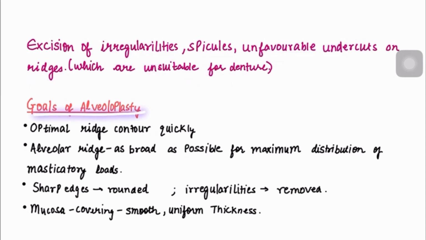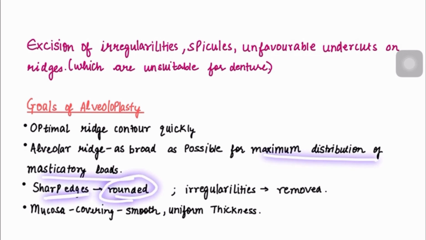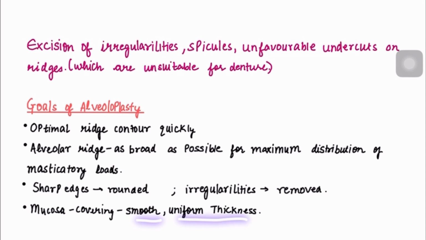So the goals of alveoloplasty are to get an optimal ridge contour quickly. The alveolar ridge should be as broad as possible for maximum distribution of masticatory loads. The sharp edges are to be rounded and the irregularities are to be removed. The mucosa which is covering the ridges should be smooth and of uniform thickness.